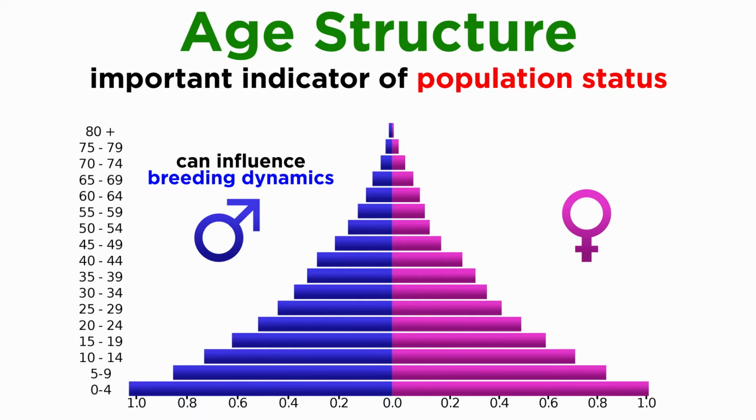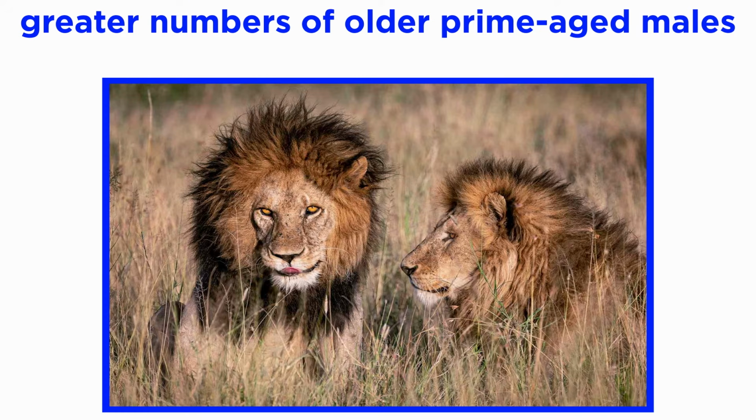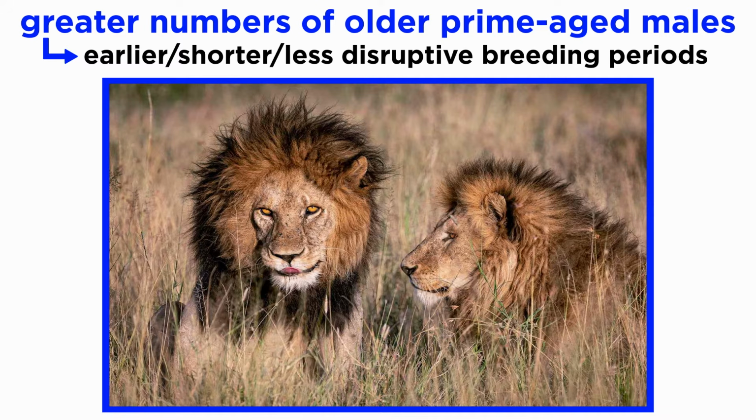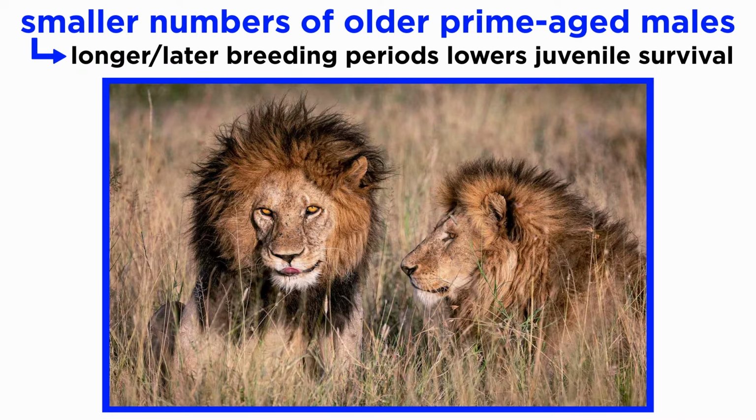The age structure of males can influence breeding dynamics. In populations with greater numbers of older prime-aged males, there may be earlier, shorter, and less socially disruptive breeding periods. When there are fewer older males present, breeding periods tend to be longer and females typically breed later in the season.